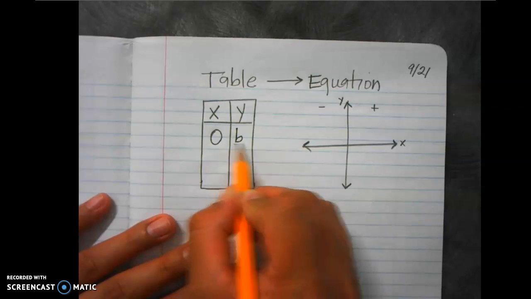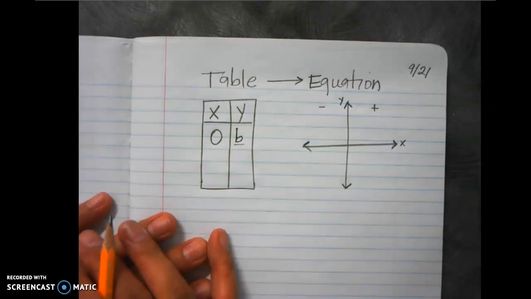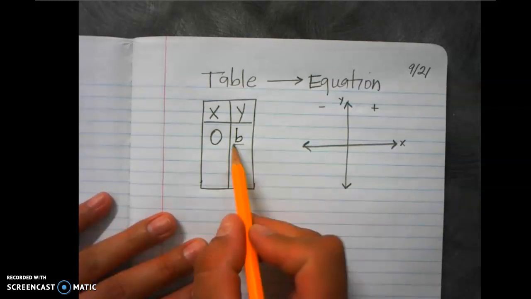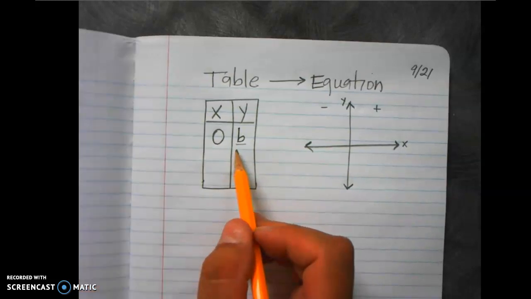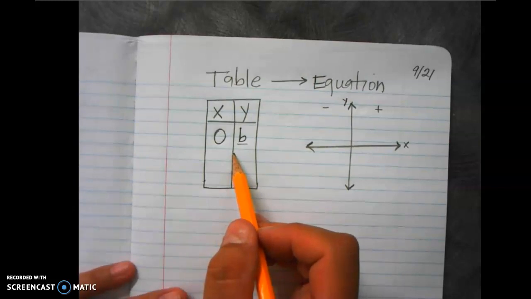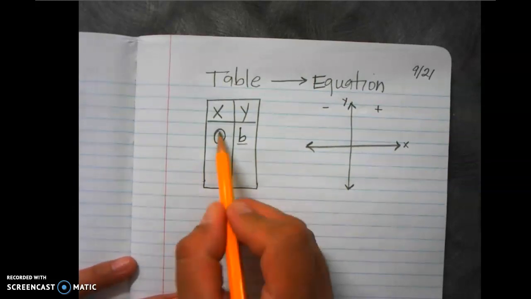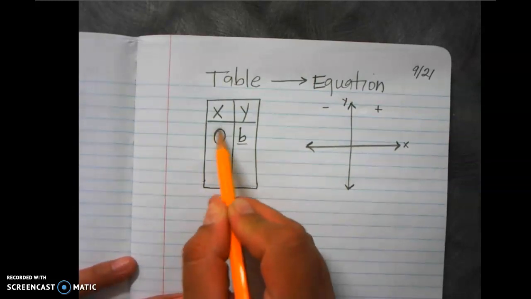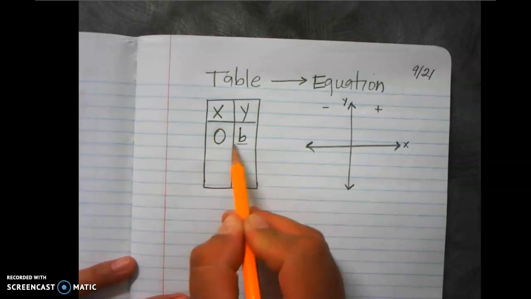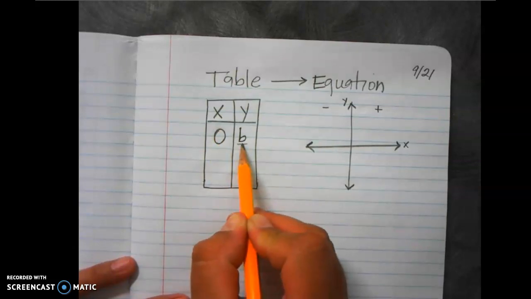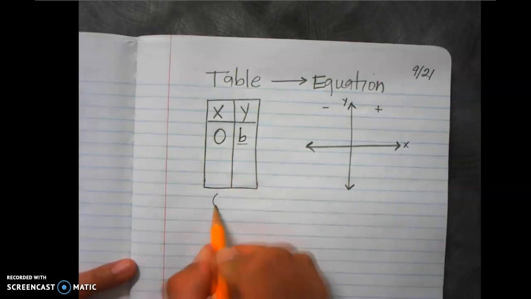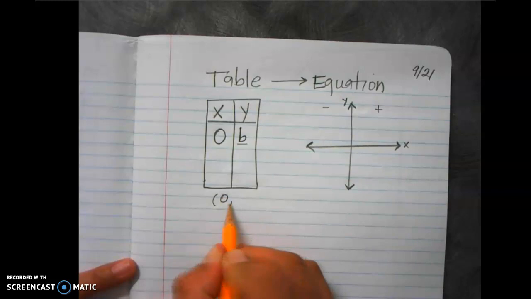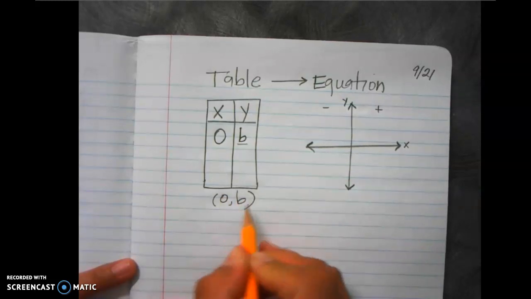So that's why I am calling it B. Okay, so remember, B is just a variable. It holds the place for whatever number can go there, right? So if we see 0 under our X column, the number that is with 0 will be your y-intercept. Okay, remember when we're writing that as a point, that is 0, comma, b, because b can be any number, right?